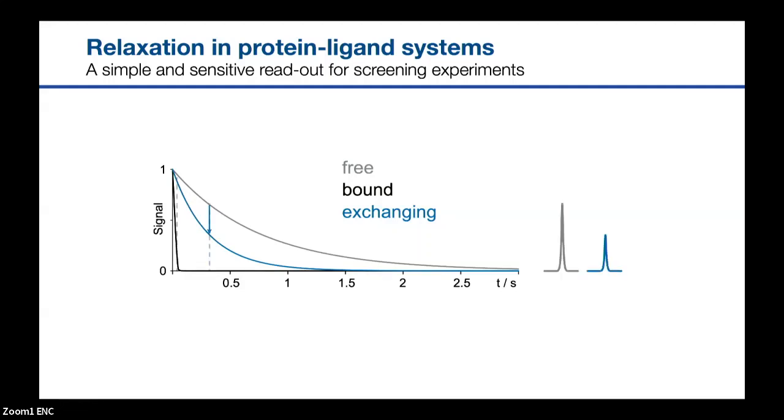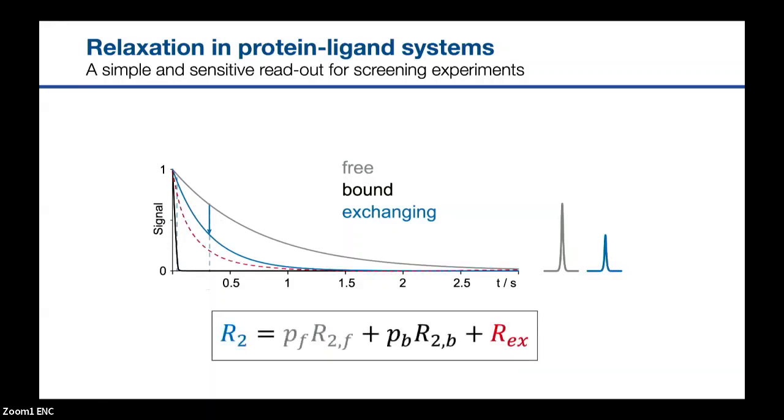What we do, instead of taking entire relaxation curves, which would take some time, we want high throughput, right? We just take a spectrum at one point, here maybe at 300 milliseconds relaxation delay, and then we just read out the signal intensity. And then you nicely can see a contrast between free and bound.